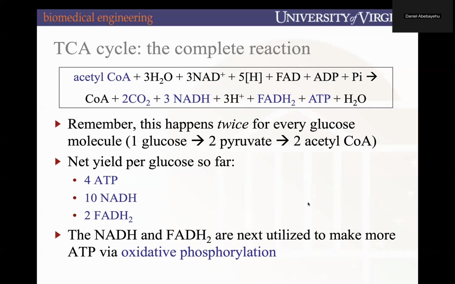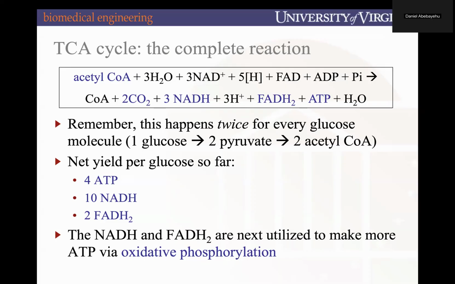So our net yield so far, if we include what comes from glycolysis, that entry point step to produce acetyl-CoA, and then the TCA cycle itself, we're going to have 4 ATP: 2 from glycolysis, 2 from the TCA cycle. We're going to have 10 NADH: 2 NADHs from glycolysis itself, 6 generated from the TCA cycle, and 2 more NADHs from the entry step to produce acetyl-CoA. And we're going to have 2 FADH2 produced during the TCA cycle.